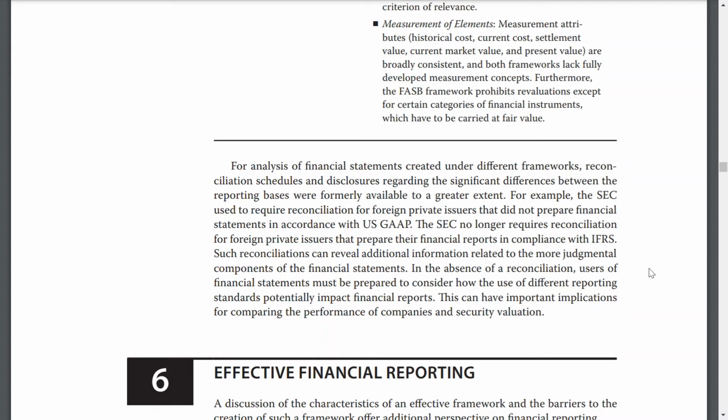In the absence of reconciliation, users of financial statements must be prepared to consider how the use of different reporting standards potentially impacts financial reporting. This can have important implications for comparing the performance of companies and securities valuation.